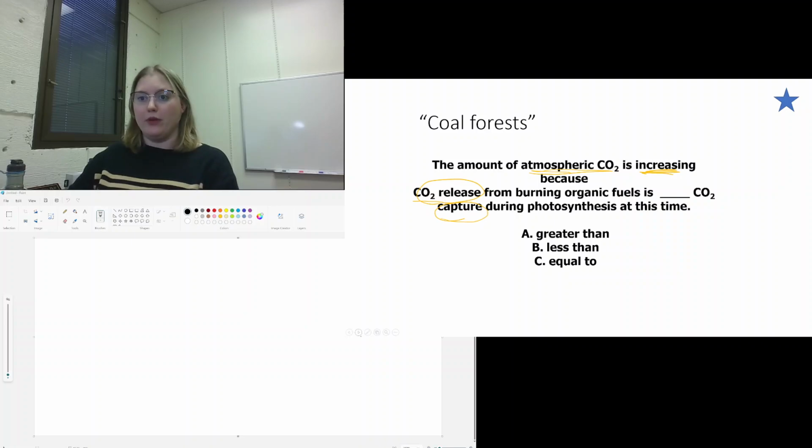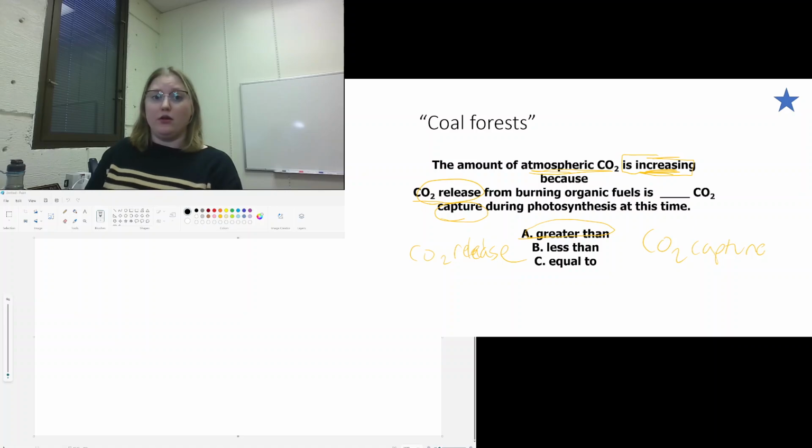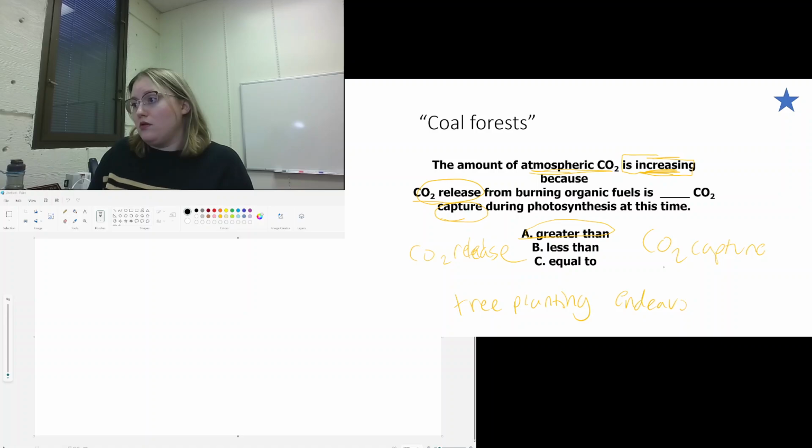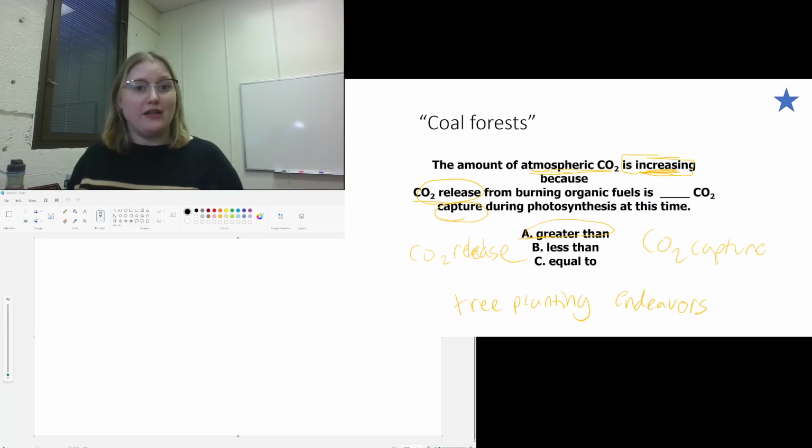And think about that for a moment. So if we think about that, so CO2 release and CO2 capture. Okay, so for this to be increasing in our environment, the CO2 released has to be greater than the CO2 captured. And so that's why you see a lot of tree planting endeavors to increase our ability to capture carbon so that it is not in the atmosphere.